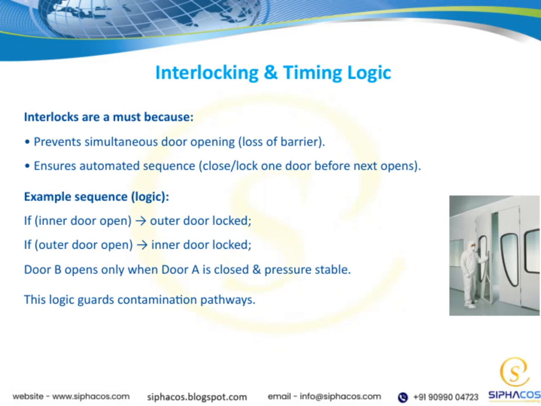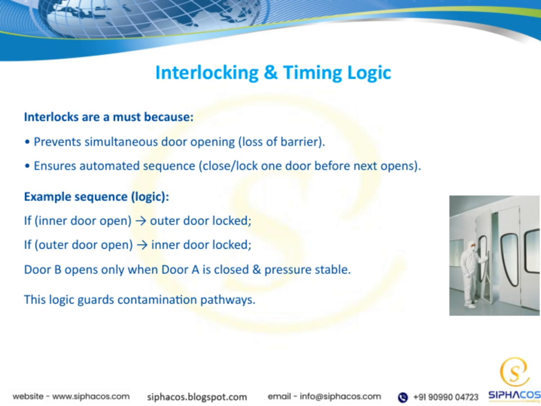Interlocks are absolutely essential in this system because they help prevent situations where both doors might be open at the same time, which could compromise the barrier. They also make sure that the sequence of door operations happens smoothly and safely, meaning one door closes and locks before the next one opens. For example, the logic might be, if the inner door is open, then the outer door must be locked. Conversely, if the outer door is open, the inner door needs to be locked.